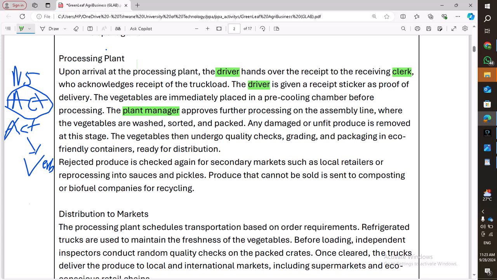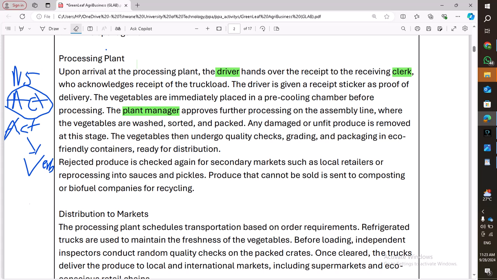So first I read it the first time, and I find that there are 3 types of tasks: the driver, the clerk, and also the plant manager. So what is happening here now is we are looking at the actions: what the driver does, what the clerk does, what the plant manager does. Along the way, maybe we'll find another actor.